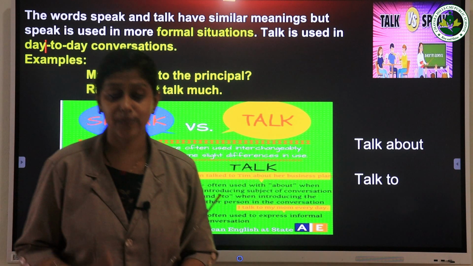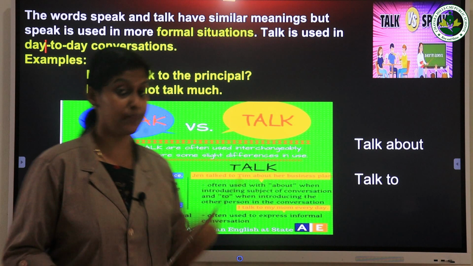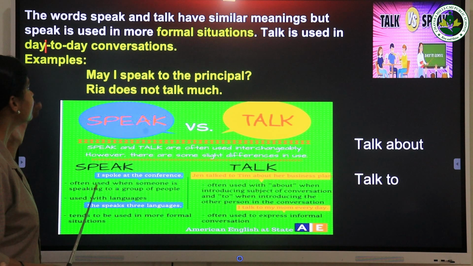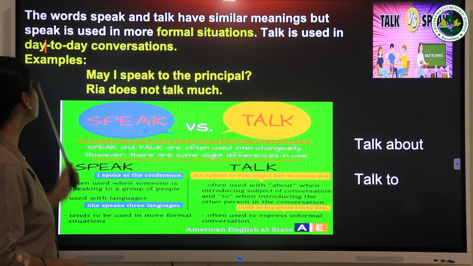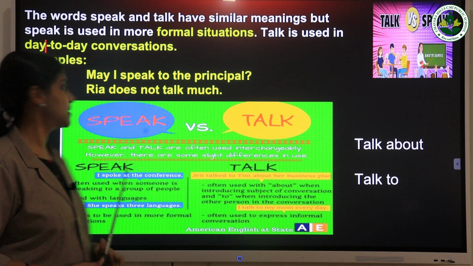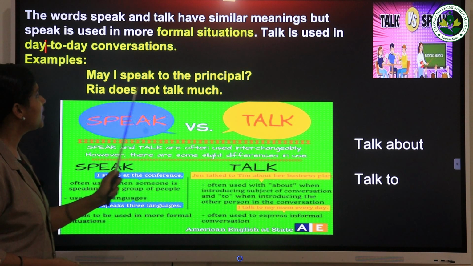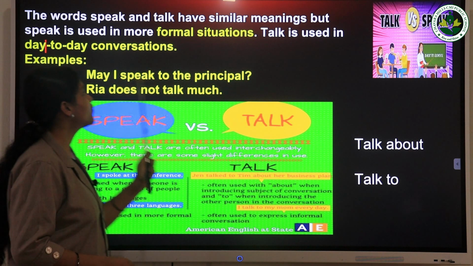If you speak to the principal or office bearers, these are examples of formal situations. Talk: the verb talk is used in day-to-day conversations. For example, may I speak to the principal? Yes, it's a formal situation.